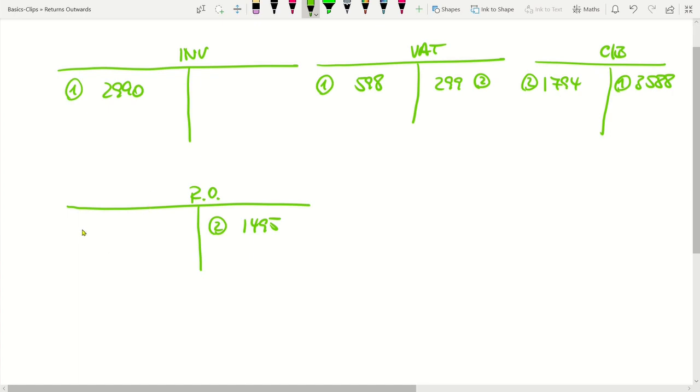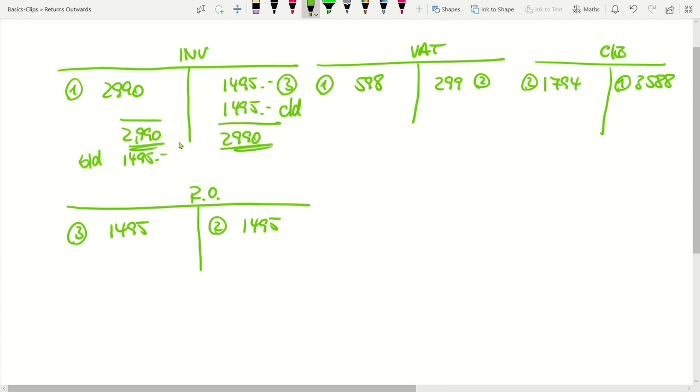With the next bookkeeping entry, we close off the returns outwards account to inventories. That way, we know at any time how much is the value on stock. We only have to balance off the inventories account. It's not necessary to prepare a trading account at this stage, nor do we have to prepare a profit and loss account.